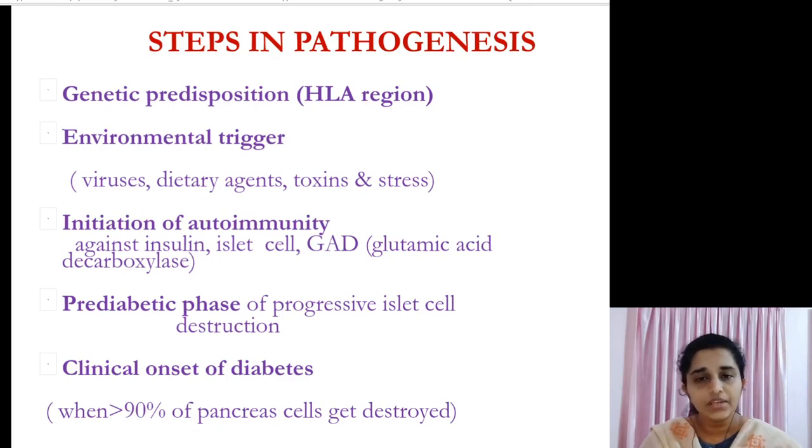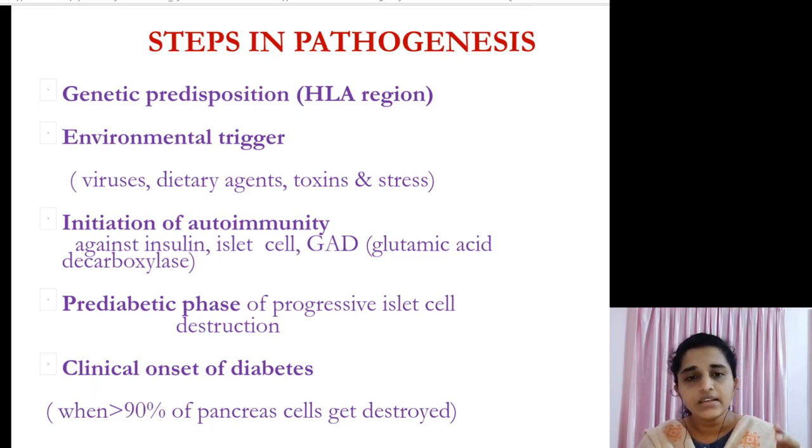So now we are going to see about the pathogenesis. We can see the steps in pathogenesis of type 1 diabetes mellitus. As I have already told you, there is a genetic predisposition. So while taking history or while doing assessment, we have to identify or ask for the genetic predisposition.